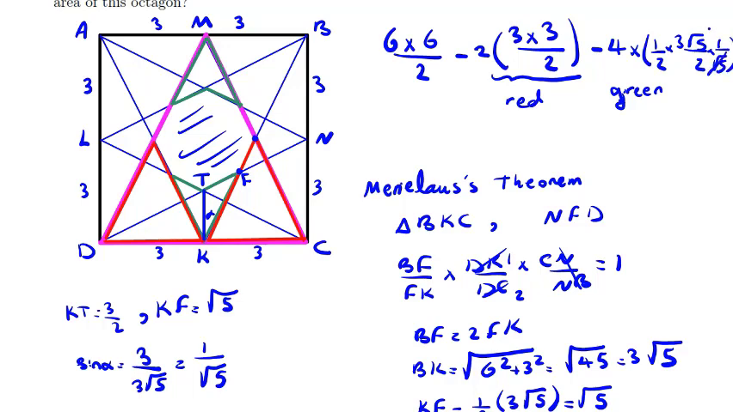And they will be cancelled. Here, these 2 will be cancelled. Minus 3. So the answer will be what? 36 over 2, 18. Minus 9, minus 3. It will be 18 minus 12, which is 6. So the area of this octagon is equal to 6.